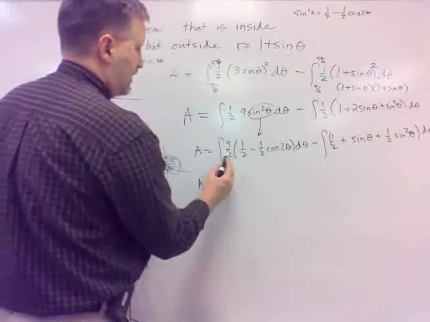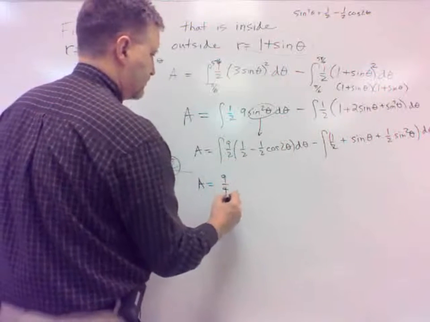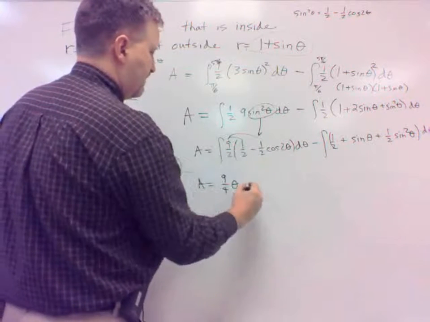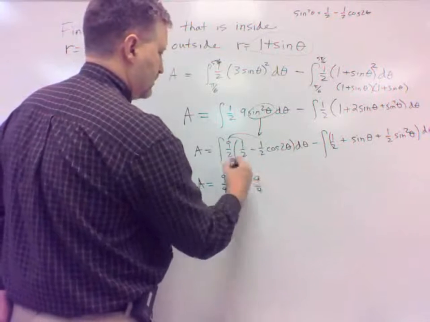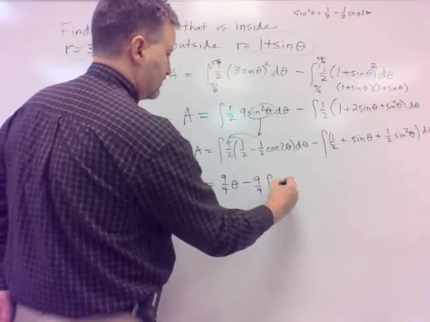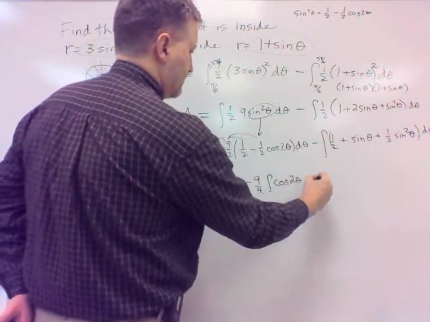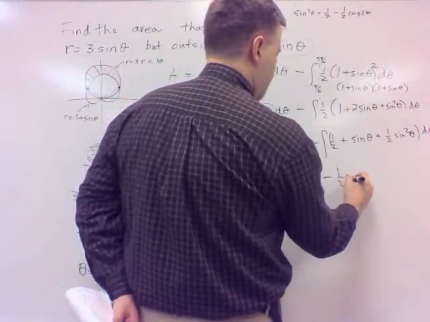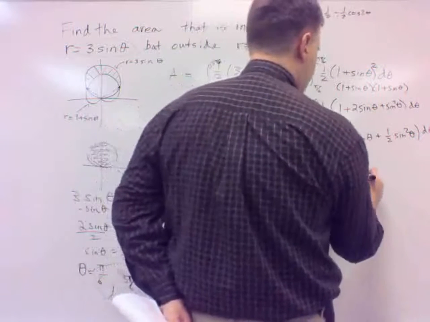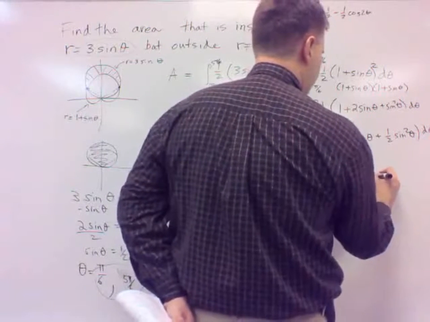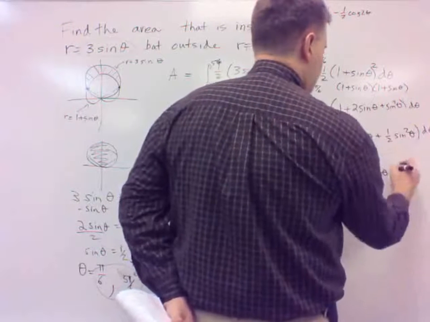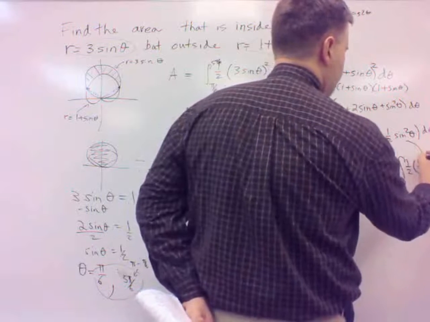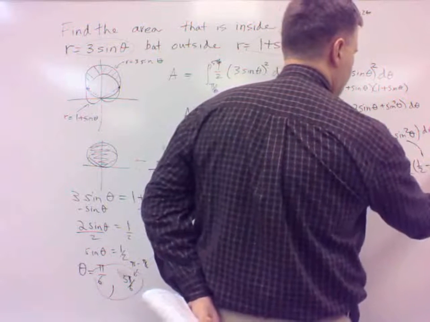All right, so let's see, that would be 9/4. Multiply that in, you got 9/4. Do the antiderivative, 9/4 theta. Then we have 9/4 times the integral of cosine 2 theta d theta. Minus the integral of 1/2, which would be minus a half theta. Sine, the integral of that would be cosine. And then we've got another double angle, don't I? Sine squared is again 1/2 minus 1/2 cosine 2 theta.